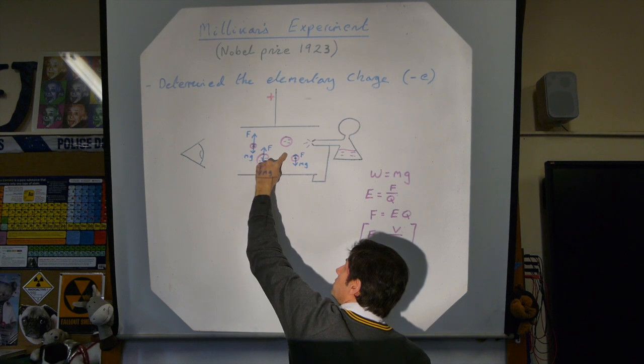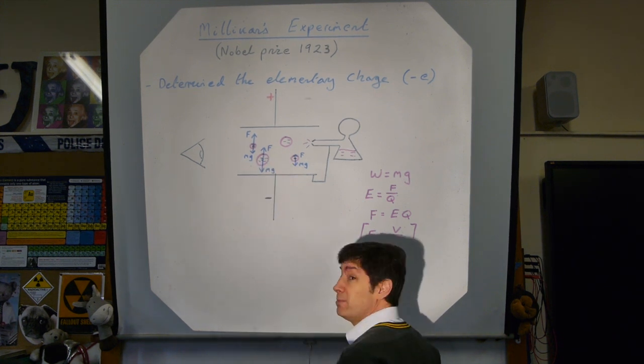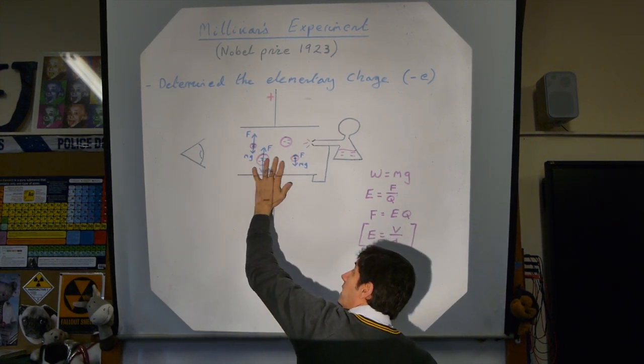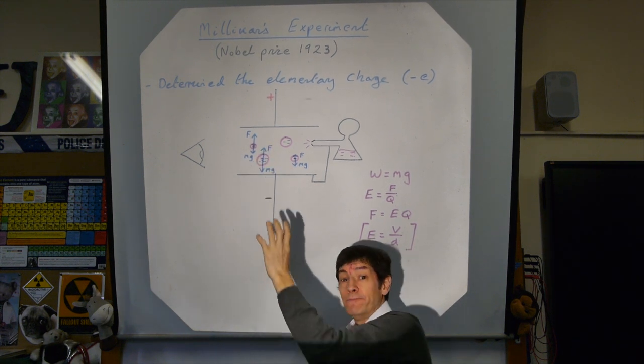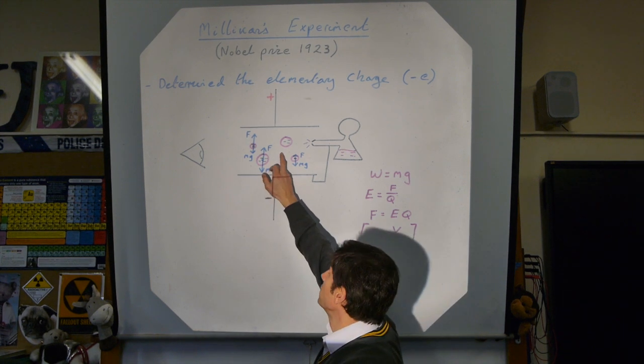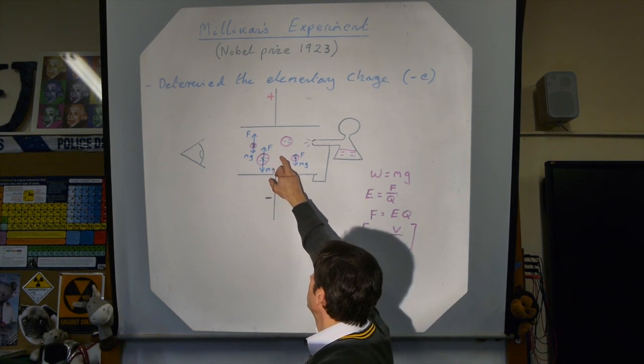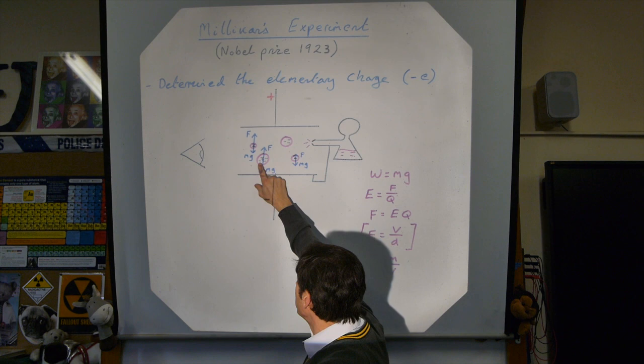Now, what about one that was much bigger? Well, if it's much bigger and it's got many more electrons on it, it will feel a bigger weight and a bigger force upwards, and it might hover. Could I draw a smaller one here? Yes, I could. Okay, with maybe 3 electrons on it.